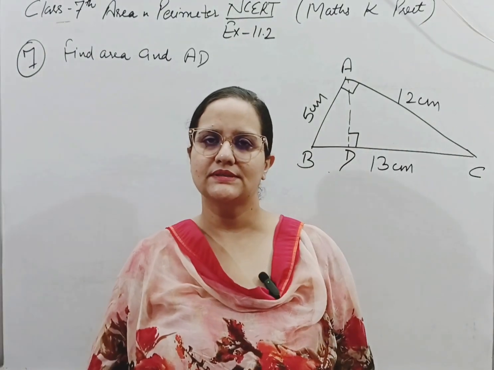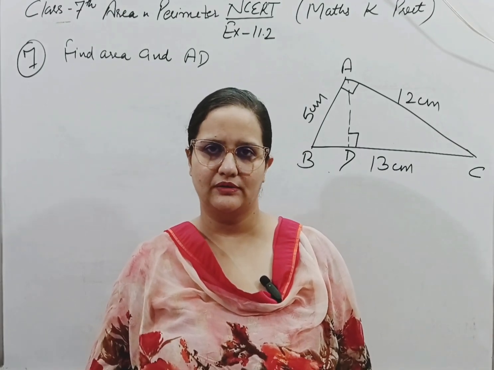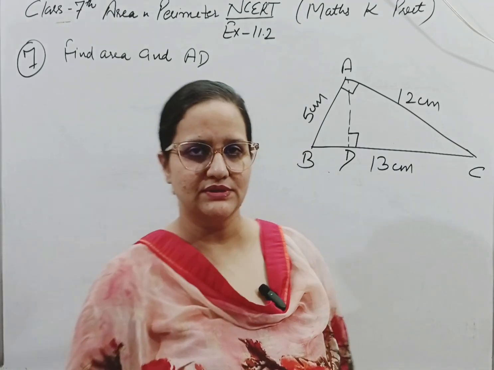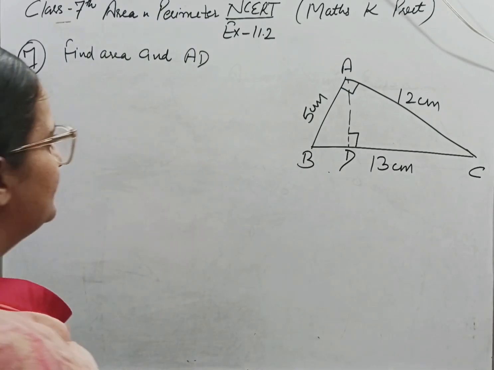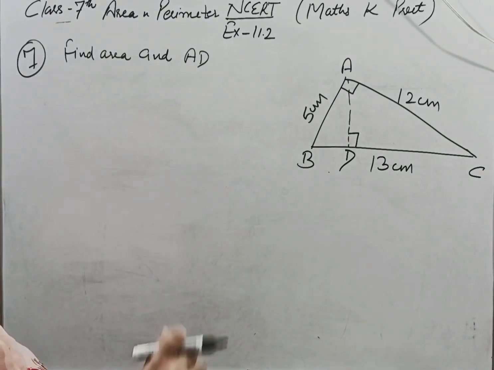So question number 6 is the same as question number 5, related to parallelogram. You can do it by yourself. This is question number 7 from the exercise. This figure is given to us. We have to find the area and the length of AD.